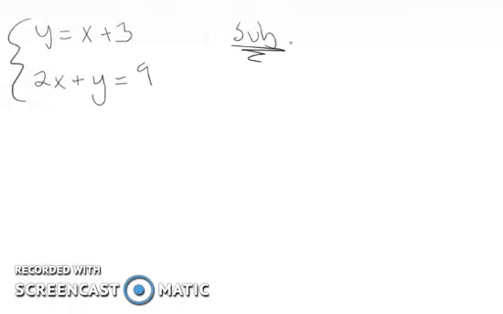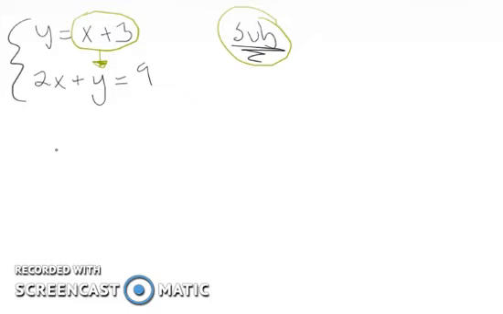Alright, we want you to demonstrate how to solve a system by substitution. Okay? And on the test, one of them is already going to be solved. Notice y is already solved. It equals x plus 3. So what I'm going to do is take this and substitute it in for the y into the other equation.